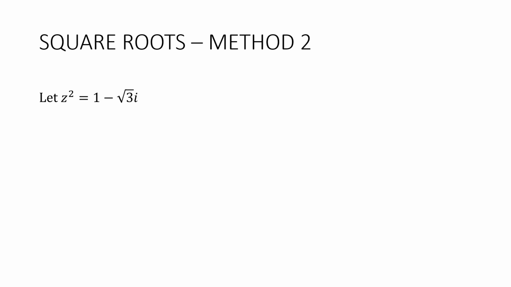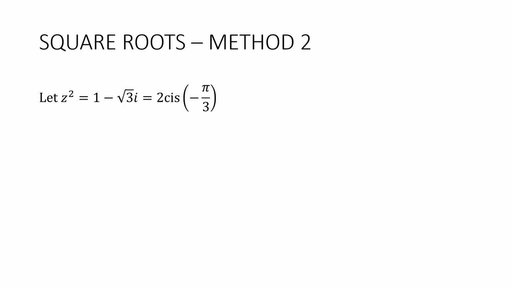Now let's look at an alternate method, and this method is going to be good for all roots. Let z squared equal 1 - √3 i. We're going to change this into mod-arg form. It is 2 cis of -π/3.